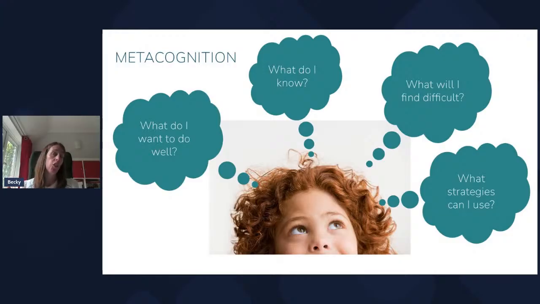So many children, as we know, children identified with SEND in particular, are over-reliant on an adult, and they find it difficult to think and work through a task independently. So we want to support them to become reflective learners who are aware of their thinking processes and what they bring to a task and what they need to do moving forward.